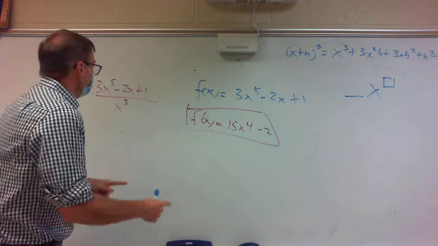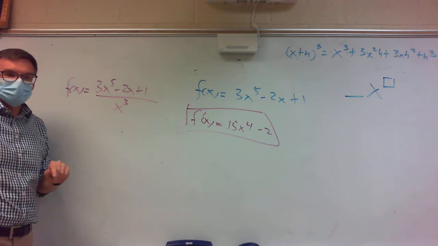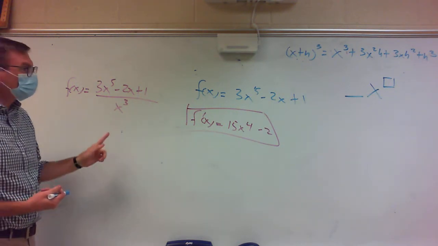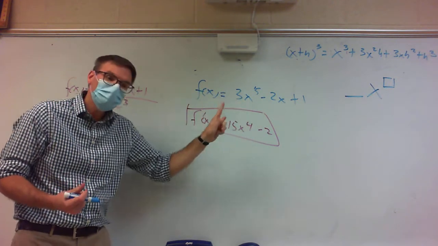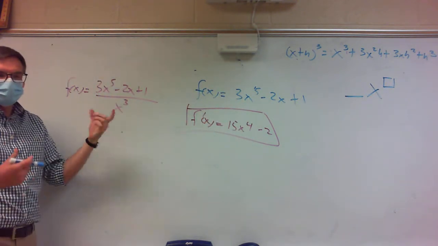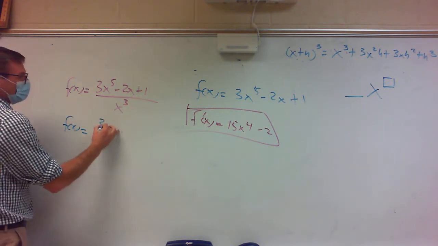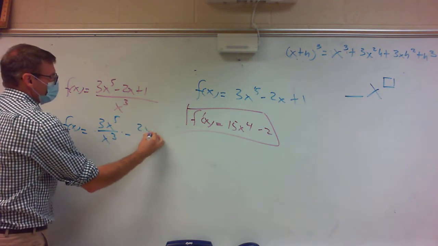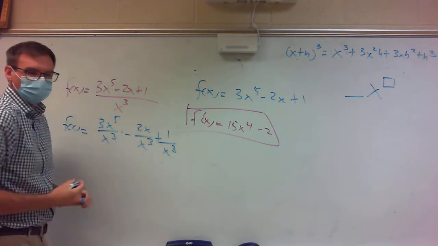We don't know how to handle this. We can't handle it looking like this. So what do we do? Well, we're going to make it look something like this. And how we do that: anytime you see a fraction, you break it apart. And so this is going to give me f of x is equal to 3x to the 5th over x cubed minus 2x over x cubed plus 1 over x cubed.